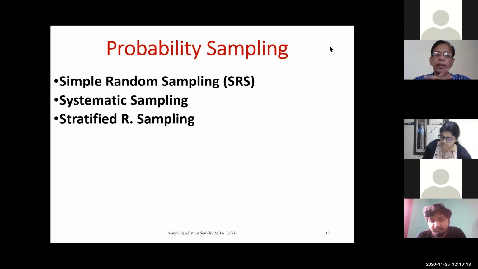I repeat, in case the population is heterogeneous, you have to first divide or stratify the population into different small strata. Like data, strata is plural. All of you please remember, singular is called stratum. Like say you want to conduct a socioeconomic survey.